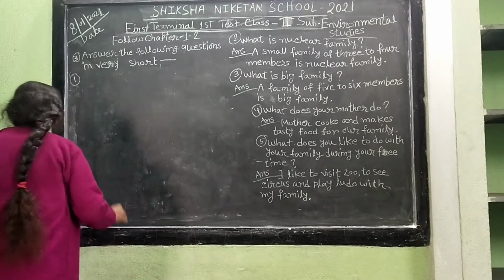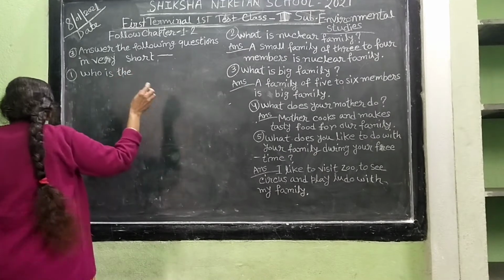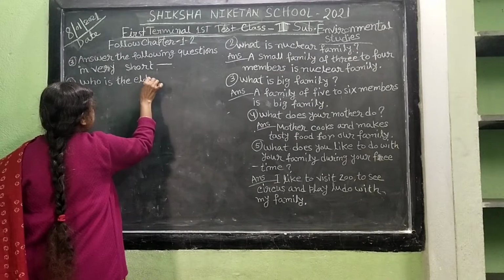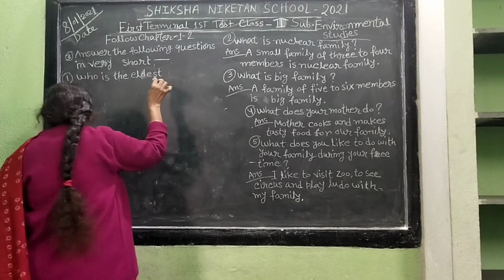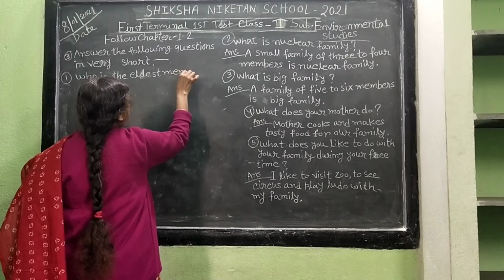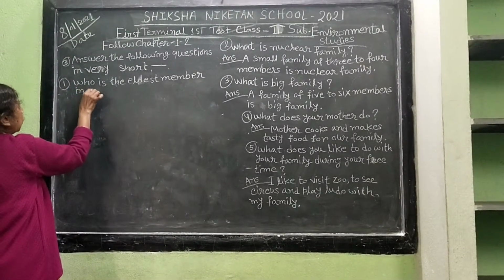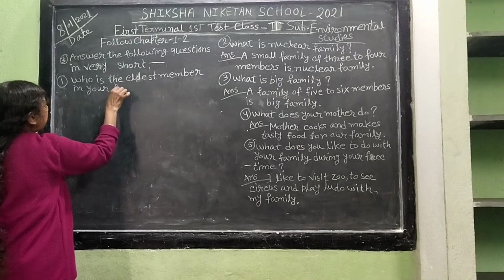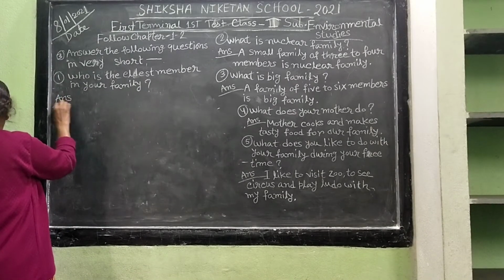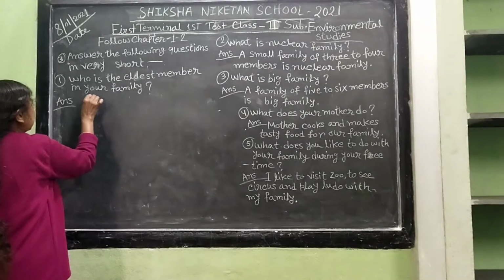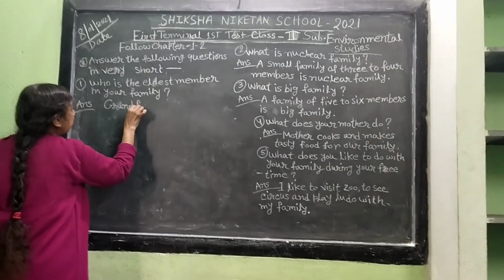Question number 1. Who is the eldest member in your family? Answer: Grandparents. Grandfather.